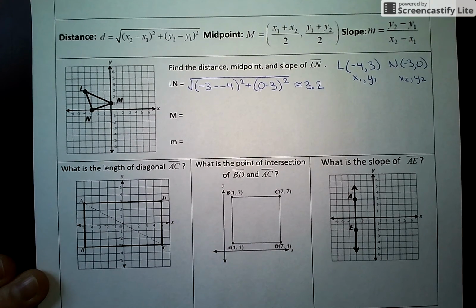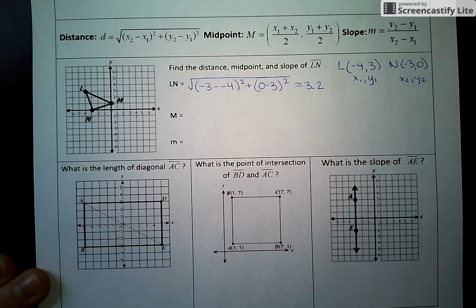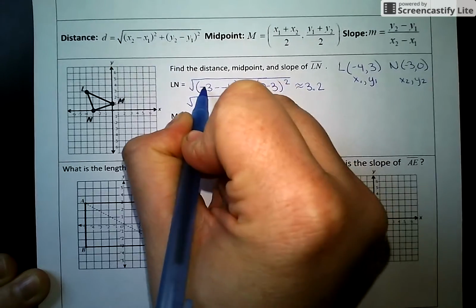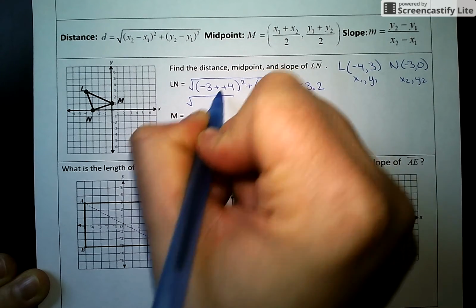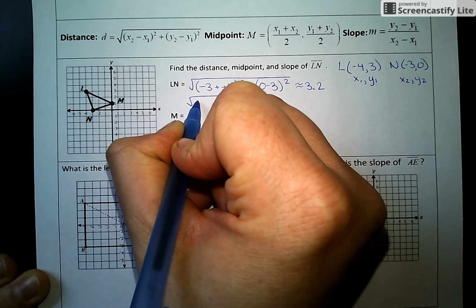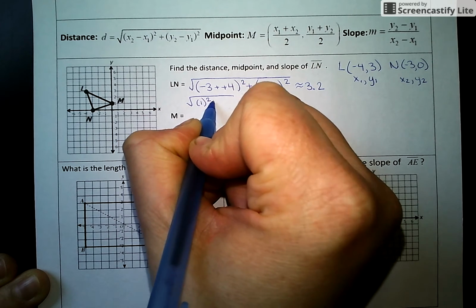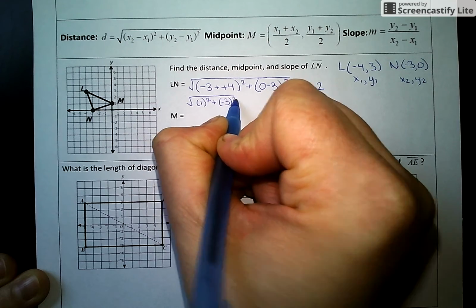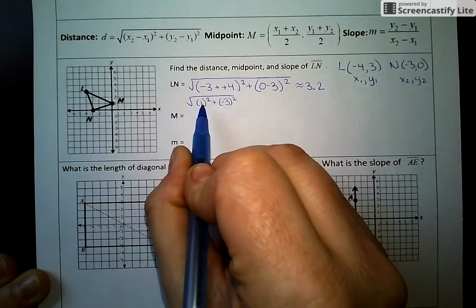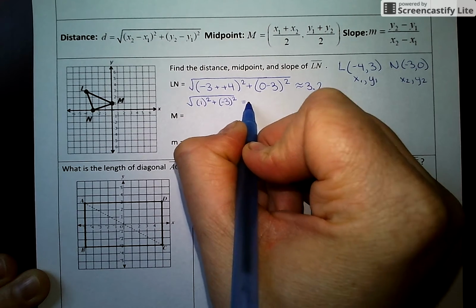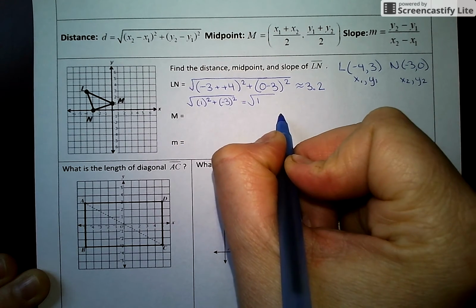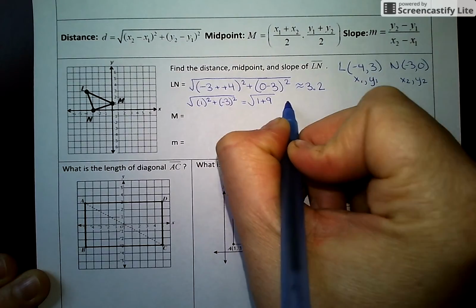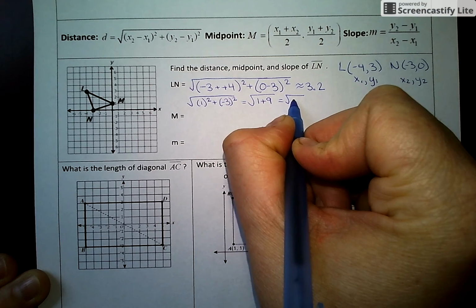If you don't like using the calculator, you would have to follow the order of operations. Start inside the parentheses. -3 minus -4 is +1. 0 minus 3 is -3. Next, we square each term. 1 squared is 1. -3 squared is +9. And now we add the 2 terms together. 1 plus 9 is 10.